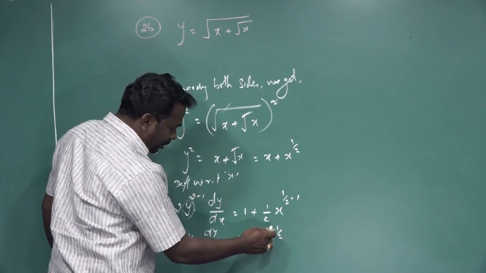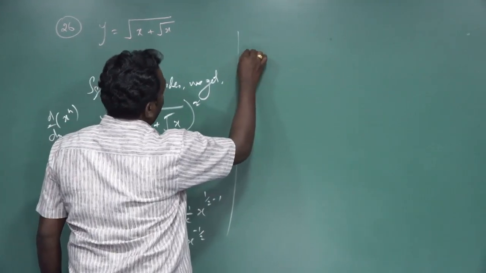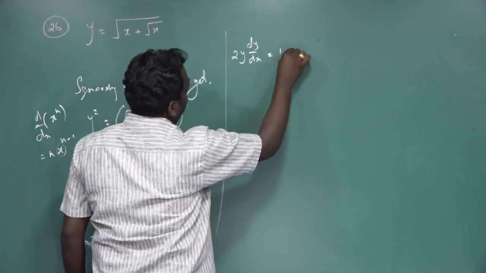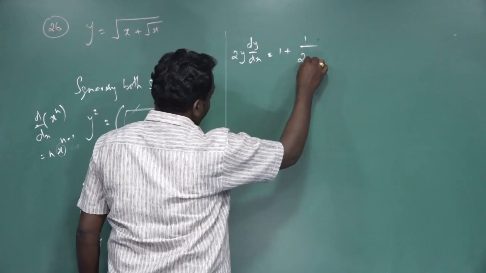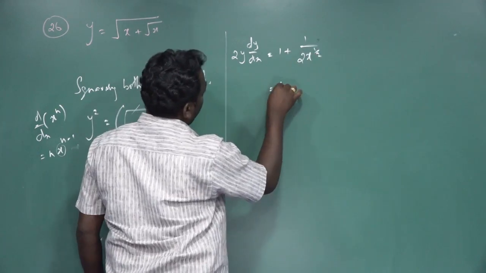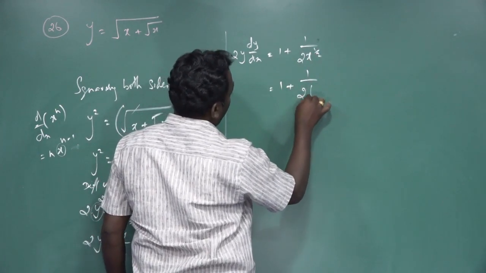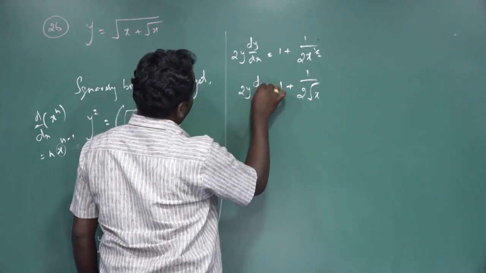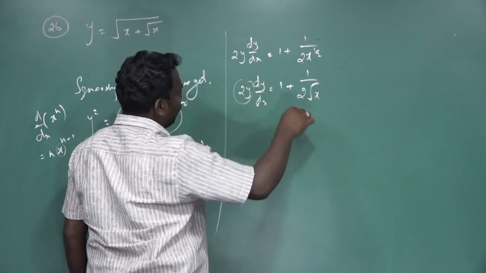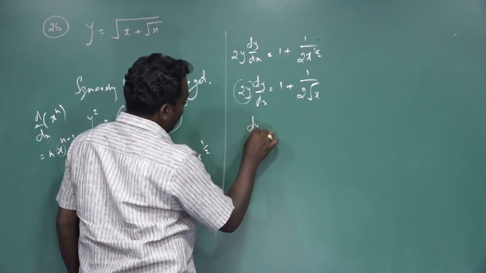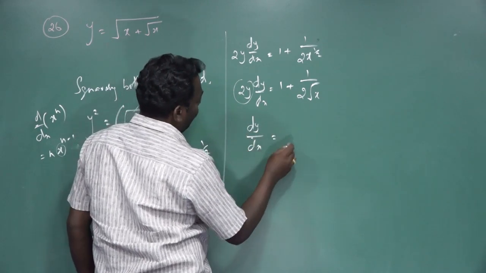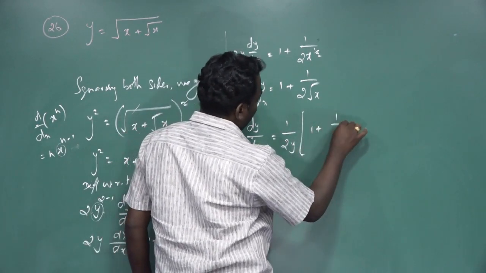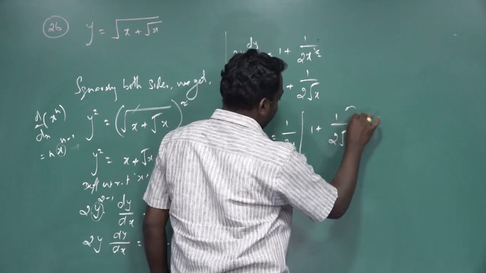Subtract the value. Now write in denominator form. 2y into dy by dx is equal to 1 plus 1 by 2 into x power 1 by 2, that is equal to 1 plus 1 by 2 into square root of x, because power equal to 1 by 2. Just transfer the term to the right hand side. Therefore dy by dx is equal to 1 by 2y within the bracket 1 plus 1 by 2 into root x.